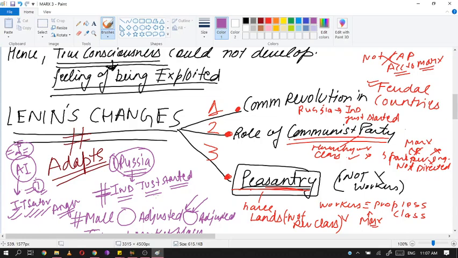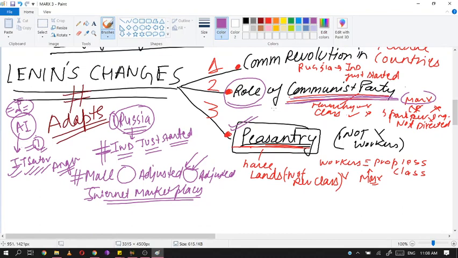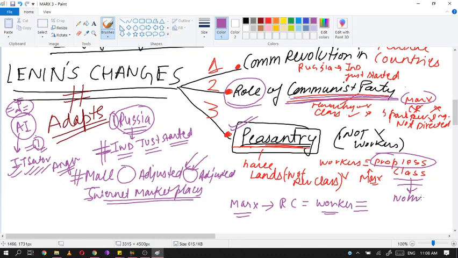His second change was that he gave a huge role to the Communist Party. Understand, Marx was not in favor of the Communist Party because he was not in favor of classes. And understand this thing. For Marx, who was the revolutionary class? It was workers. Why? Because workers were seen as a propertyless class. You have nothing to lose. If you have nothing to lose, then only you will start killing and changing the regime.